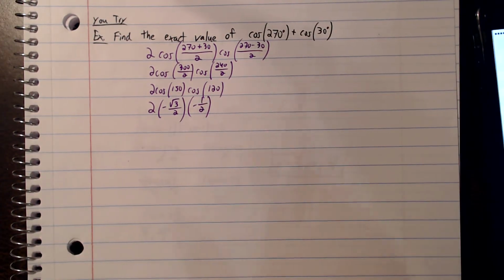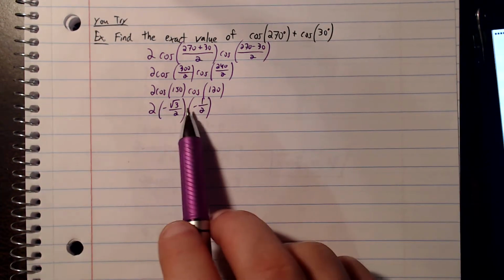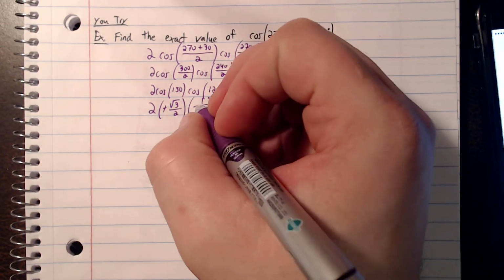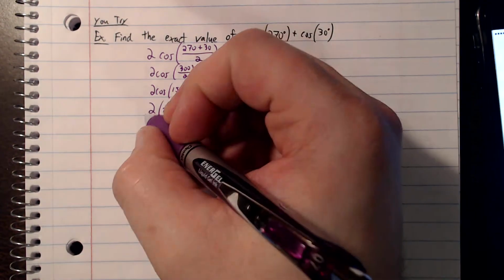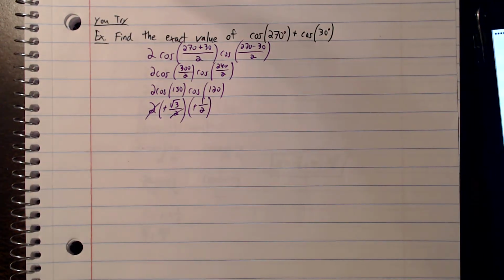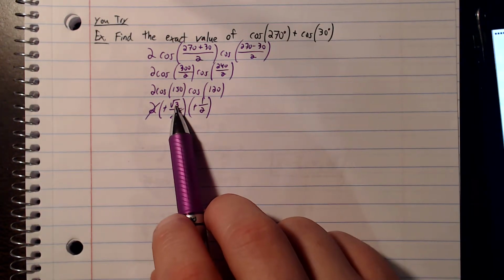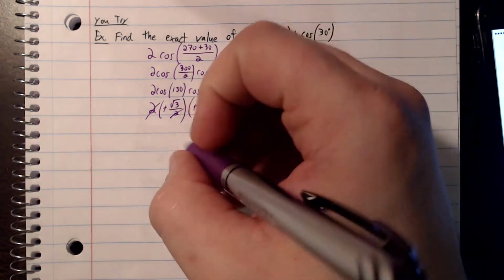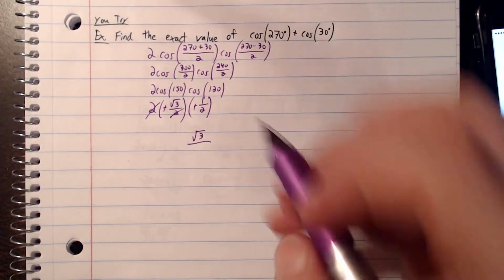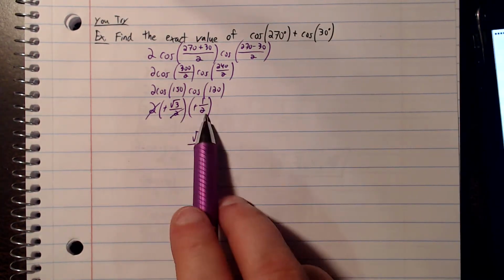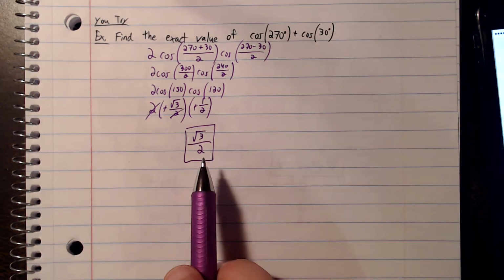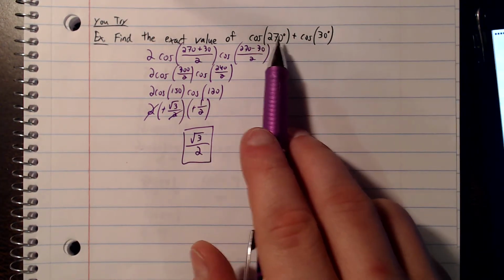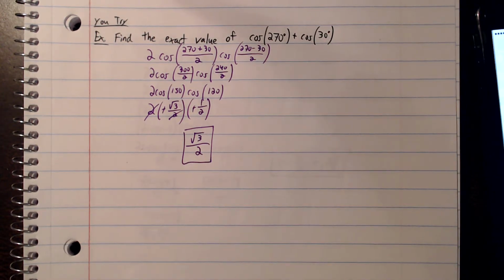And now we got some stuff that's going to go away, right? Negative times negative, those are going to end up canceling each other out. 2 times divided by 2, those cancel each other out. So we've got positive root 3 times positive 1, so root 3. And we've got 1 times 2, which is 2. That is the exact value of cosine 270 plus cosine of 30 degrees.